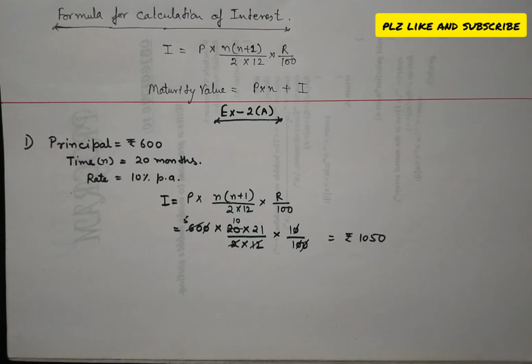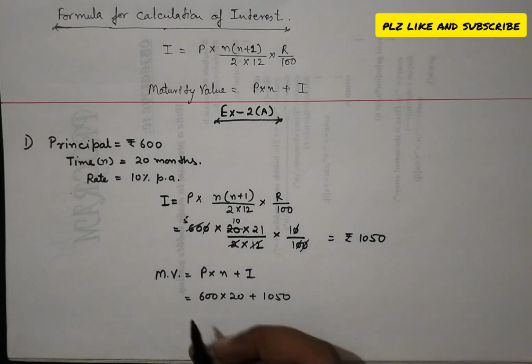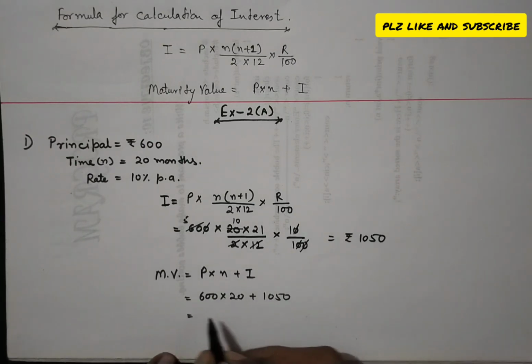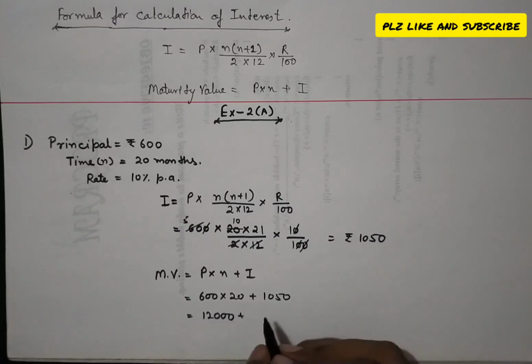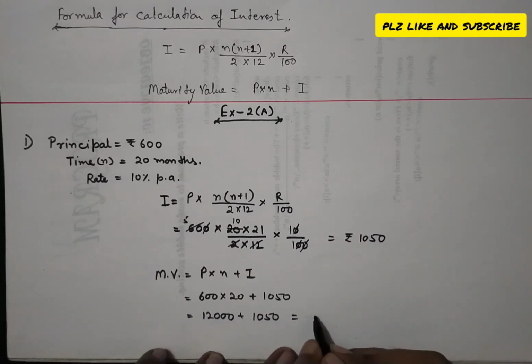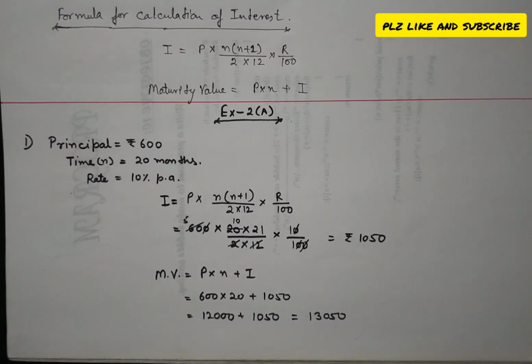For maturity value we are going to use the formula for it. Now we'll place the values of P and n, and with this we get 600 into 20, that is 12,000, plus 1050, that is 13,050, with a rupees sign.